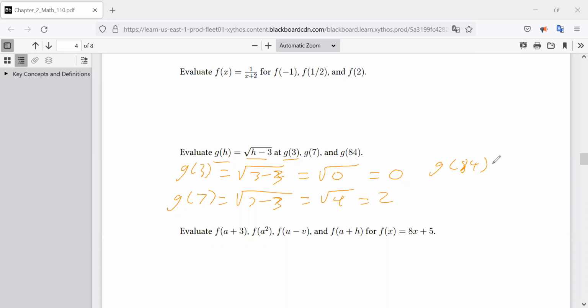G of 84 is going to be square root of 81. And someone already said, I think, square root of 81 is 9. Cool.